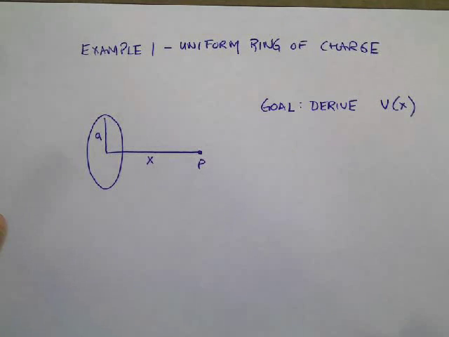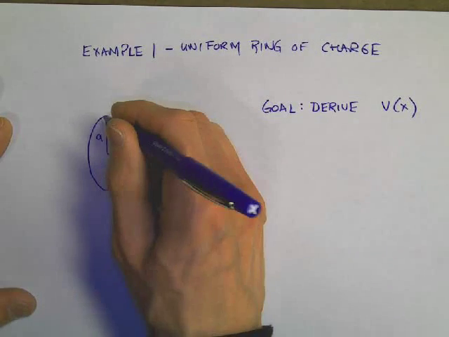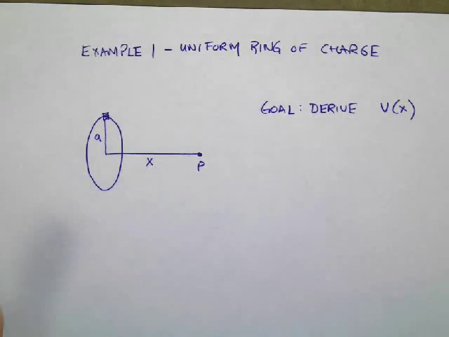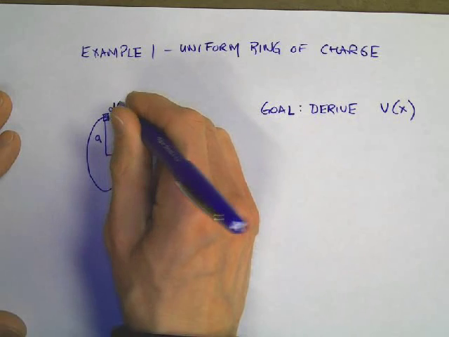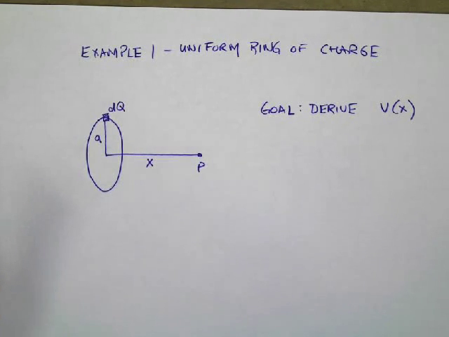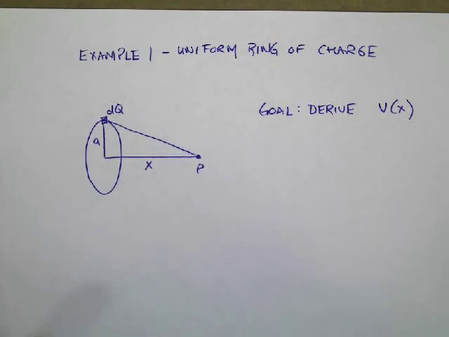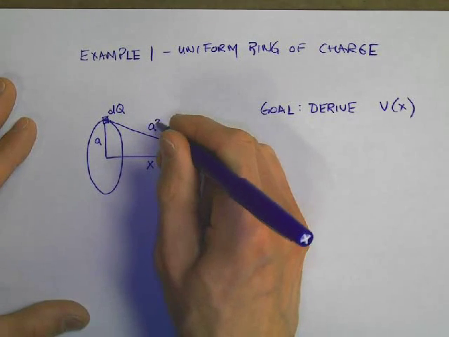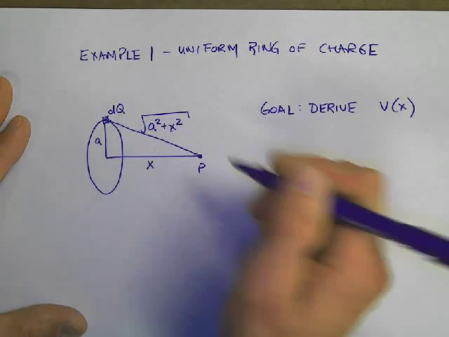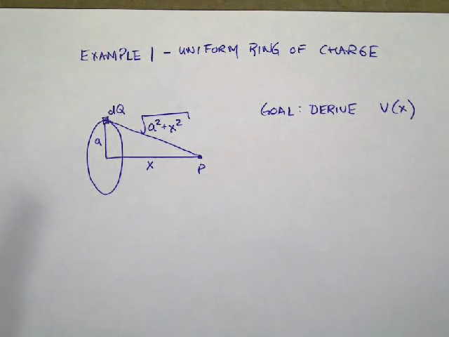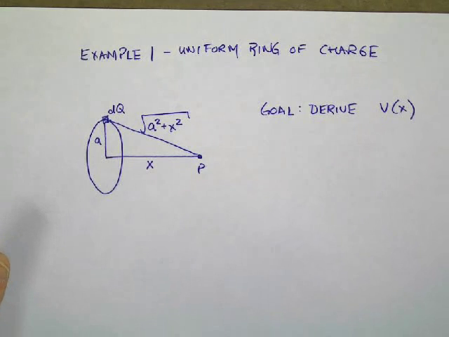So if you take a look at this picture, let's think about this from a calculus point of view. We're going to assume that that ring is made up of a large number of small chunks of charge. We're going to call the chunk dq, and then we're going to express the distance from the chunk to point P, and that's going to be the hypotenuse of that triangle. So it's very similar to what we did before with the electric field.